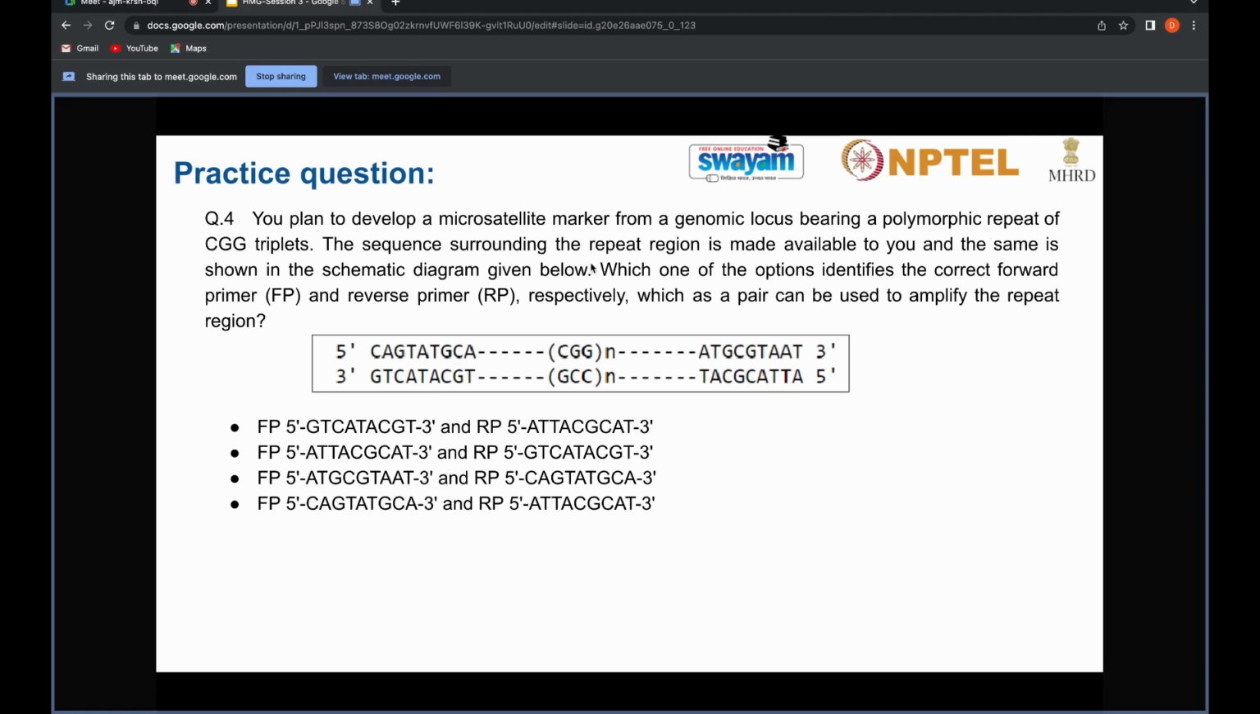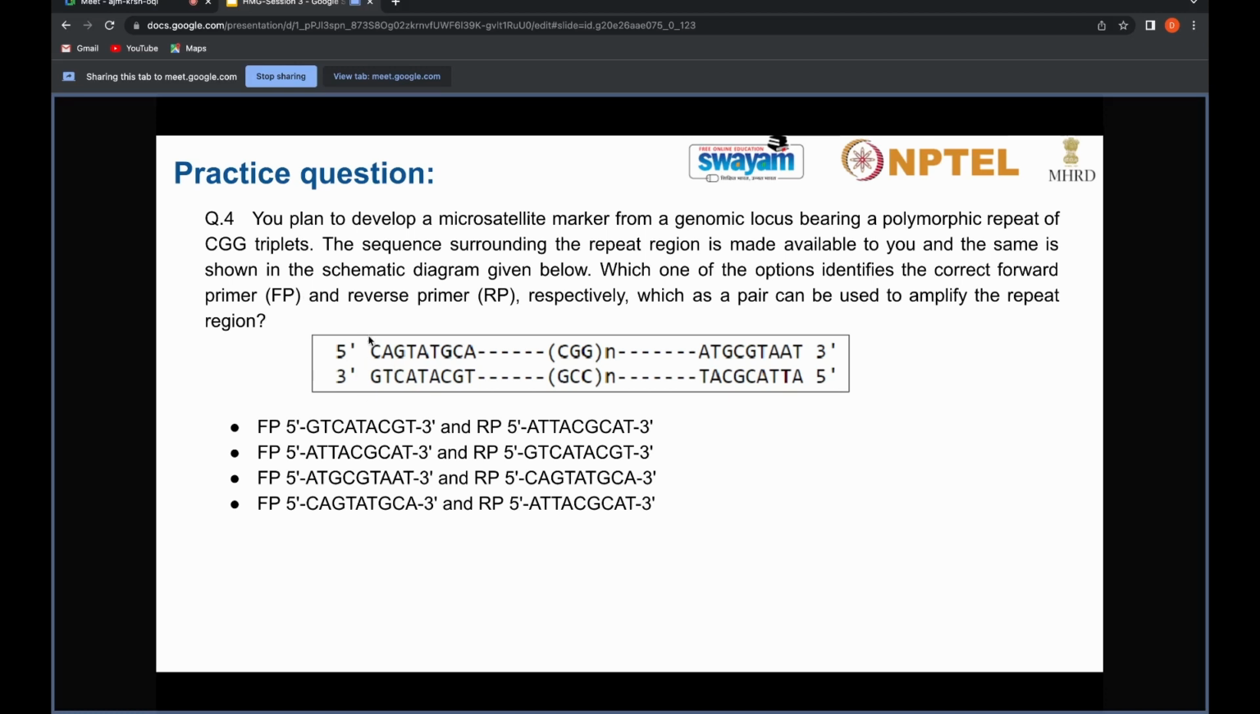The sequence surrounding the repeat region is made available to you, and the same is shown in the schematic diagram given below. Which one of the options identifies the correct forward primer and reverse primer respectively, which as a pair can be used to amplify the repeat region?